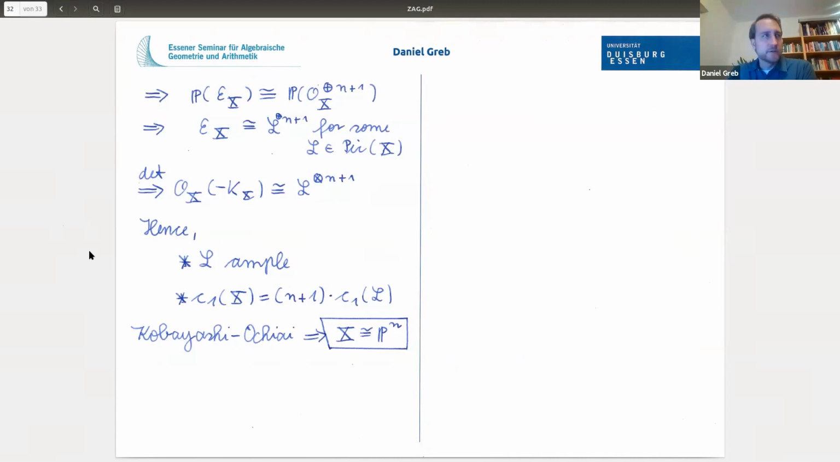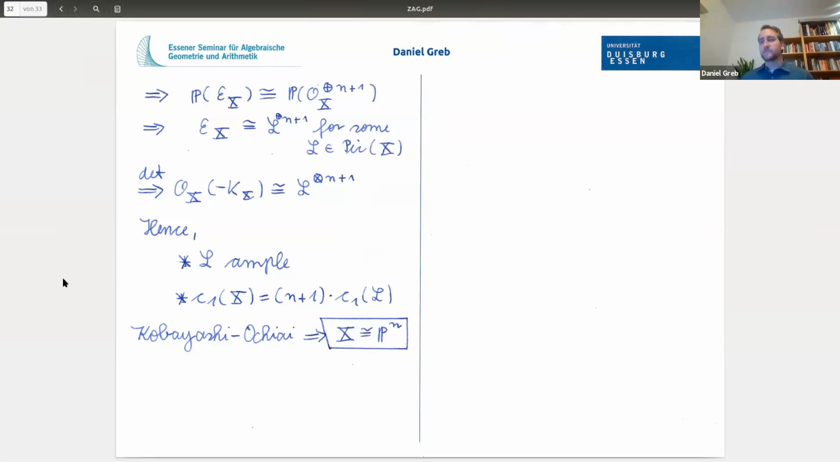And that's exactly the condition that the theorem of Kobayashi-Ochiai needs to imply that X is equal to Pn. This theorem of Kobayashi-Ochiai is really almost the first characterization of Pn, and it takes these two assumptions.